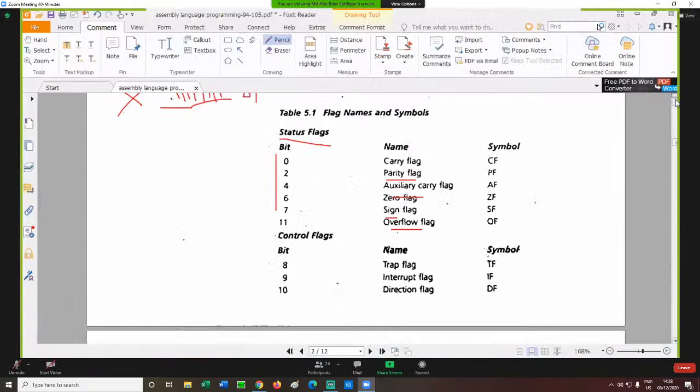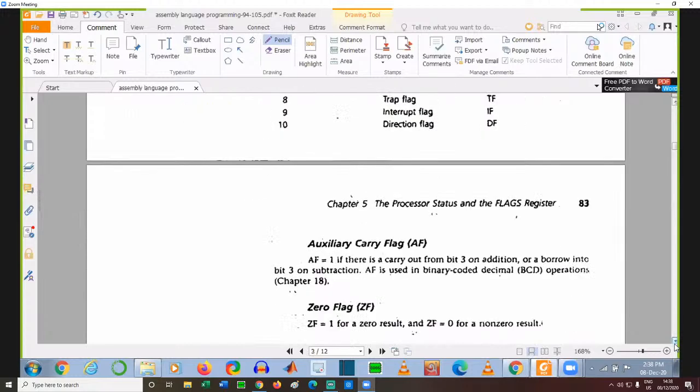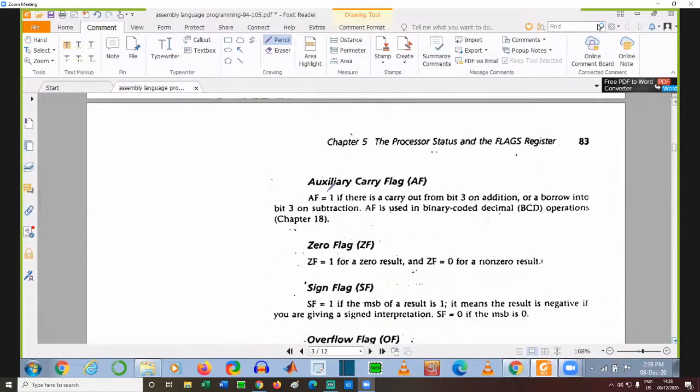So we only started the first two, carry flag and parity flag. Let's talk about auxiliary carry flag. So AF equal 1 if there is a carry out from bit 3 on addition or a borrow into bit 3 on subtraction. So AF equal 1 if there is a carry out from bit 3 on addition, or there is a borrow into bit 3 on subtraction.